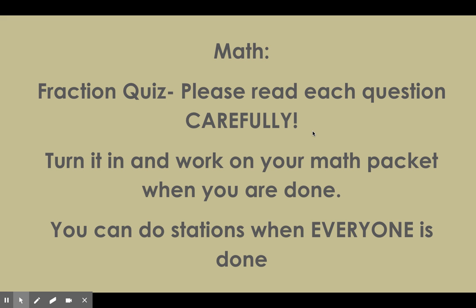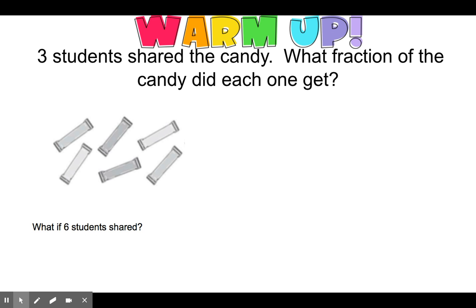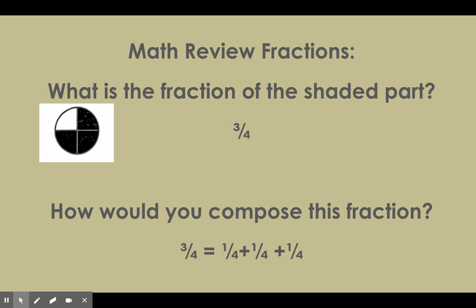Okay, and then I was going to ask you who hangs out at the top, and that represents my, okay, and who hangs out at the bottom, and that represents my. Perfect. So if you said that my numerator hangs out at the top and it represents my parts, you are absolutely correct. And then if you said my denominator hangs out at the bottom and it represents my whole number of pieces, then you are absolutely correct.